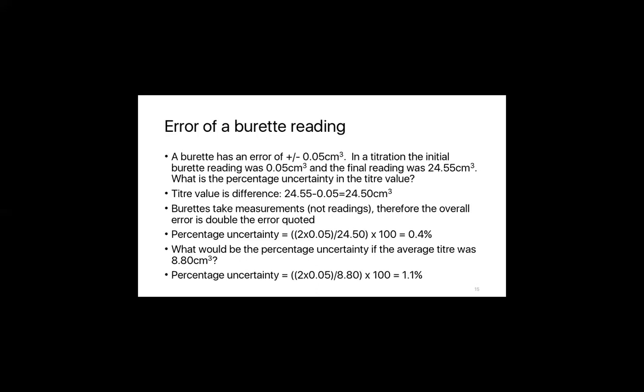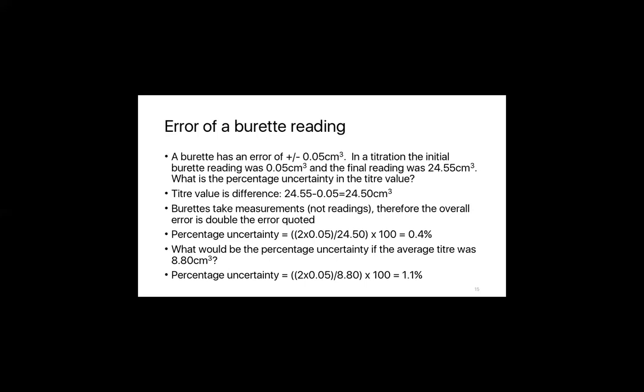Okay, so here's a calculation. Same as before, but we're using a different value for the titer. So it's 2 times 0.05, this time divided by 8.8 multiplied by 100. So now the error is 1.1%. So the volume of the titer will affect the error.